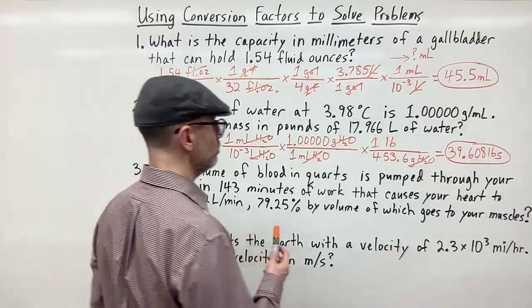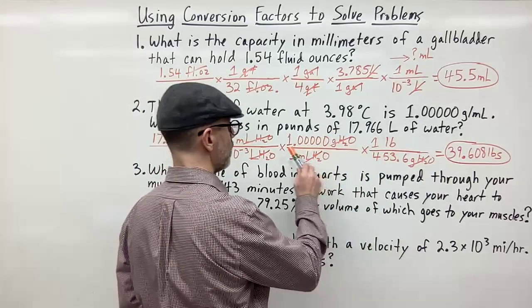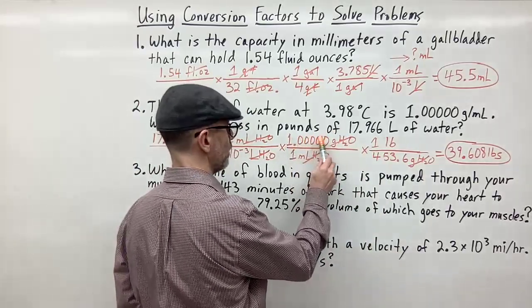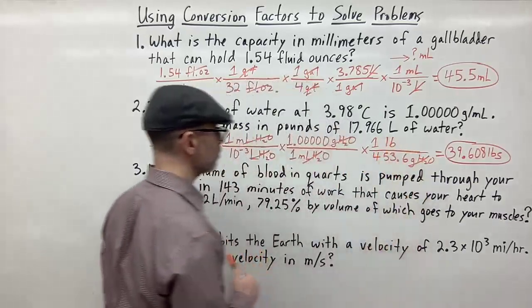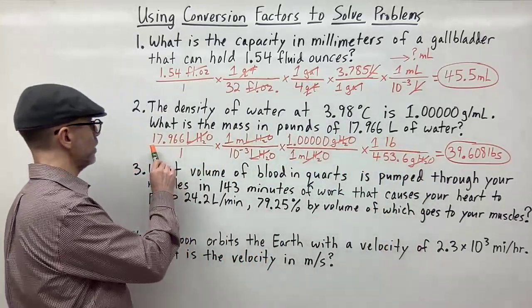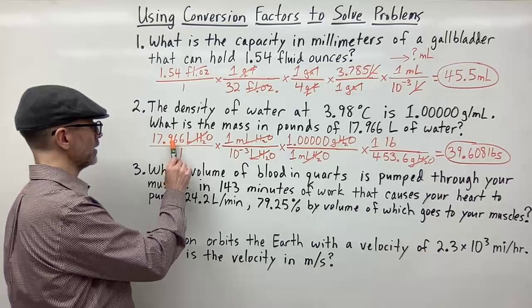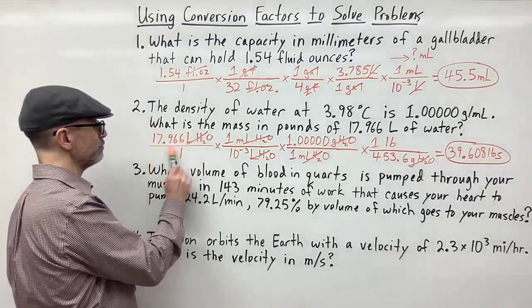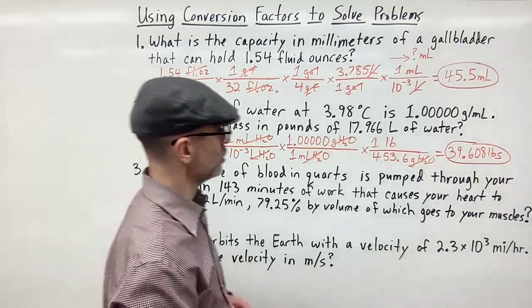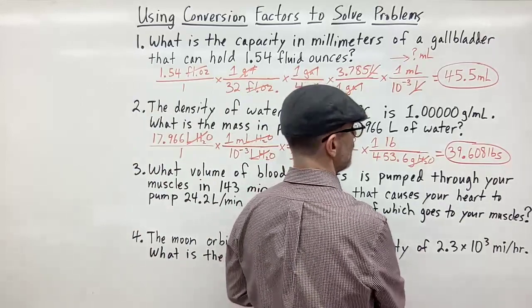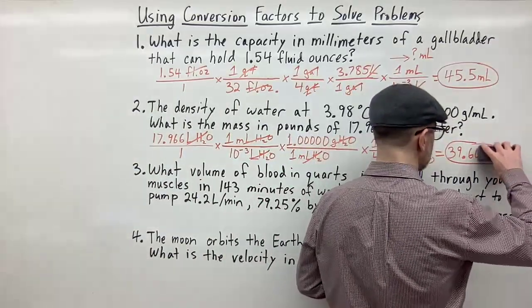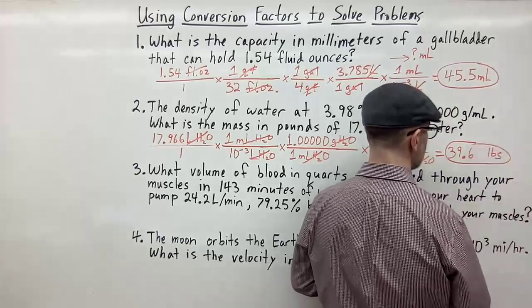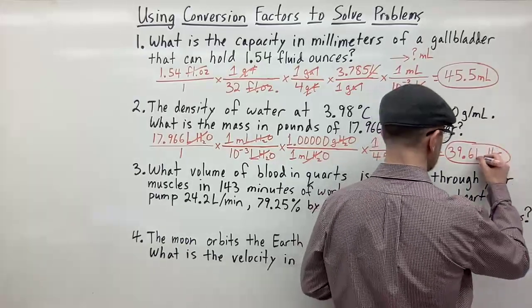And so let's count the number of sig figs. Here we have 1, 2, 3, 4, 5, 6 sig figs. Here we have 4. And then here we have 17.966, so that has 5. And so here we have 5, but the least number is 4. So we're going to round this to 39.61.